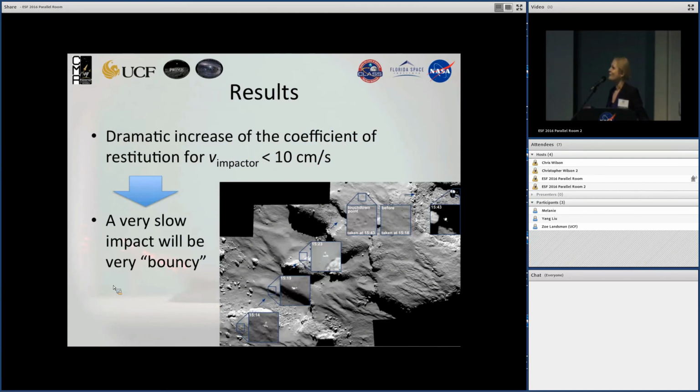It would require a lot of scaling and simulations and everything, but we have a nice example of when Philae tried to land, and Philae had dampers on its feet and still had a 0.4 coefficient of restitution when it bounced off the first time.